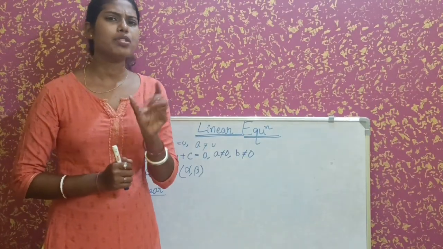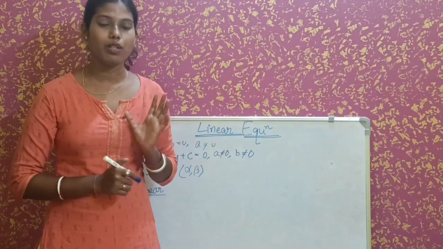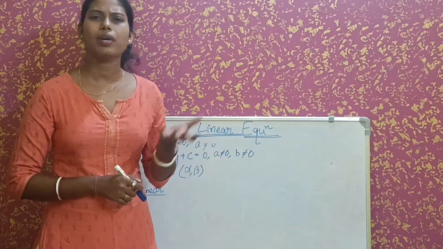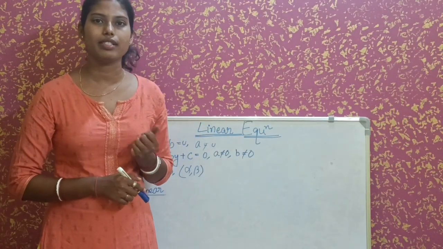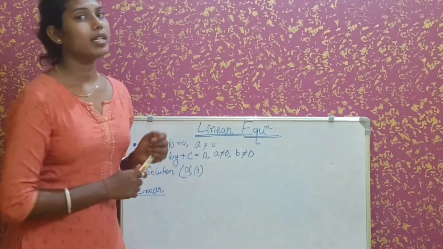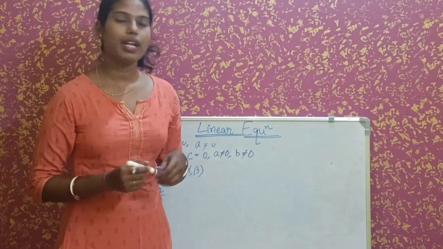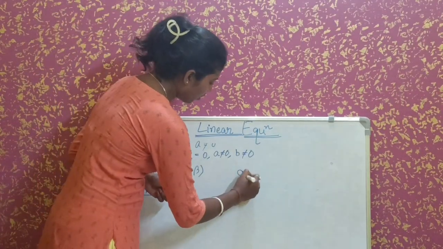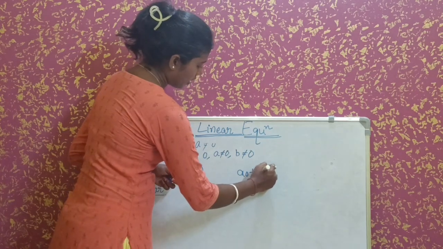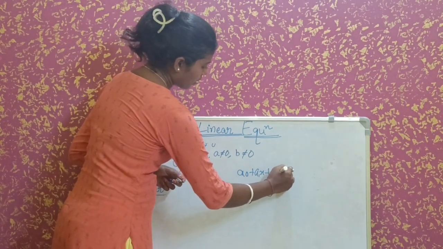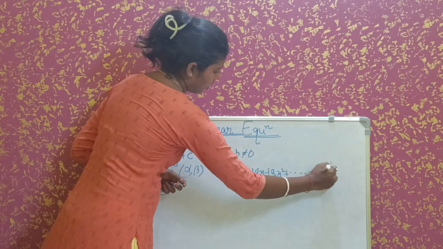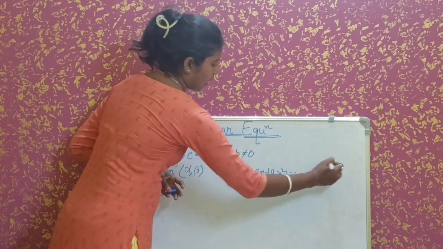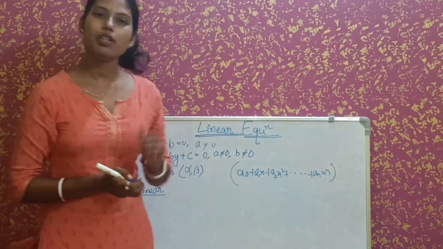Equation, let's first give a small introduction about polynomial. What is a polynomial and what are the types of polynomial? Basically, a polynomial is an expression which looks like a0 plus a1x plus a2x squared plus up to anx to the power n. That is how a polynomial looks.